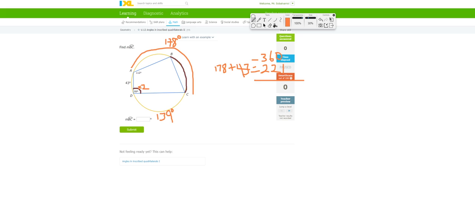I still need to find what is BC, and I don't know that yet. What I need to do now is use the other inscribed angle that I have, which is 112. Now 112 goes from D all the way to B.